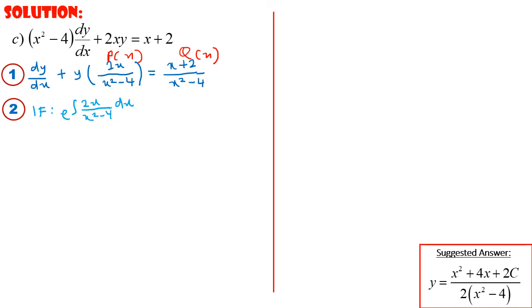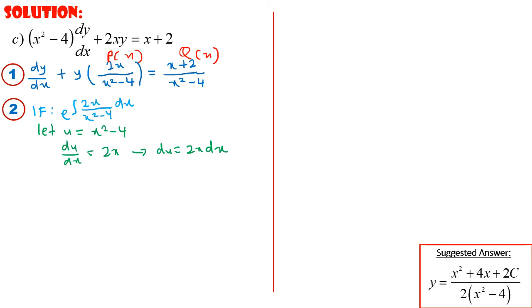Do you want to use partial fraction? No, that will be too long. Why not use substitution? We still can use the substitution method, right? Because differentiating x squared will get 2x, so we can easily substitute with du. So we use the substitution method in this case.